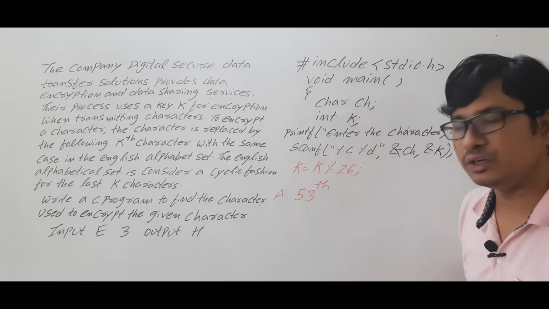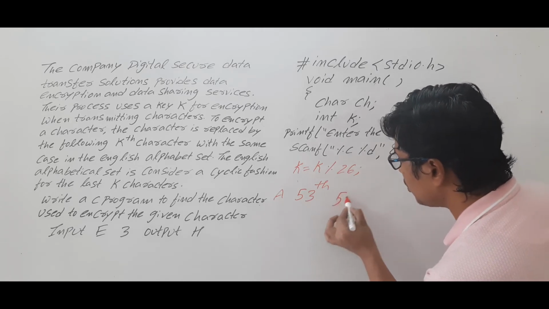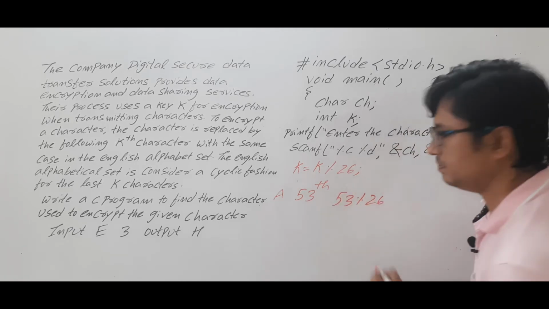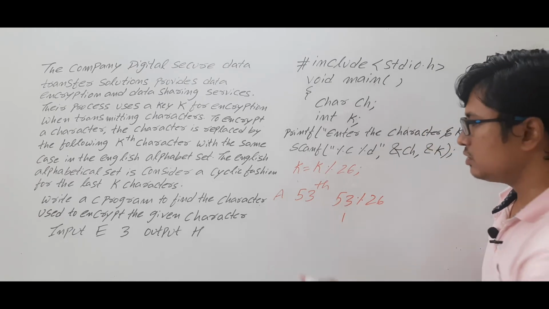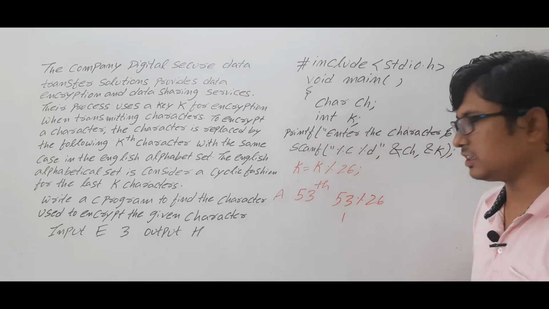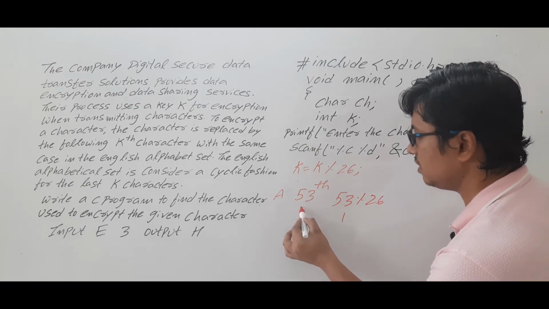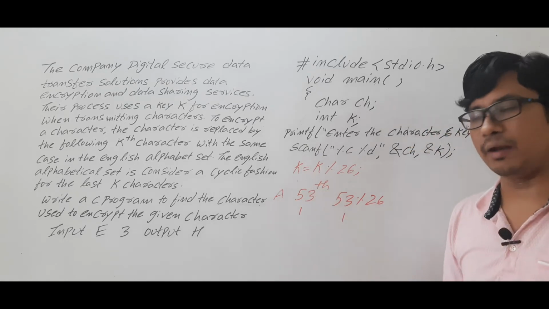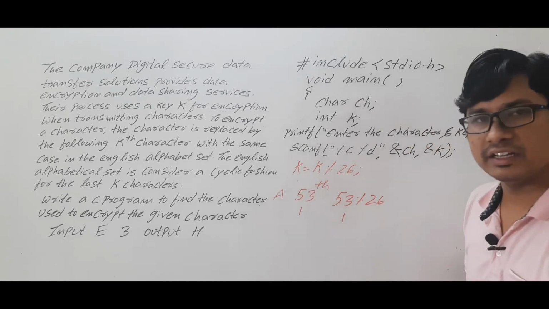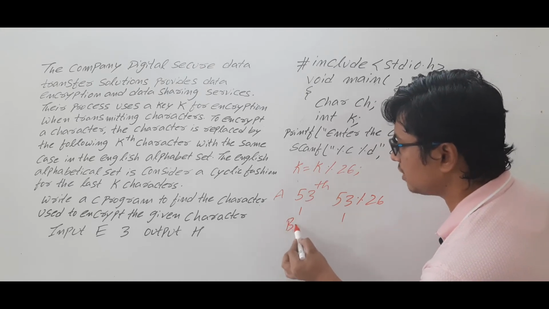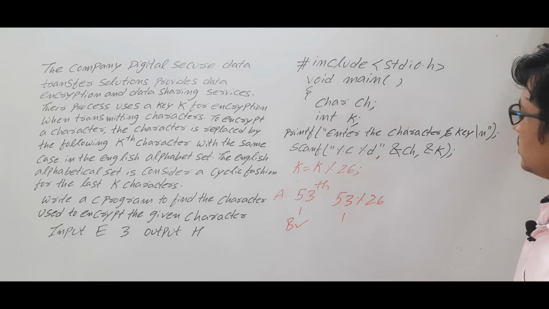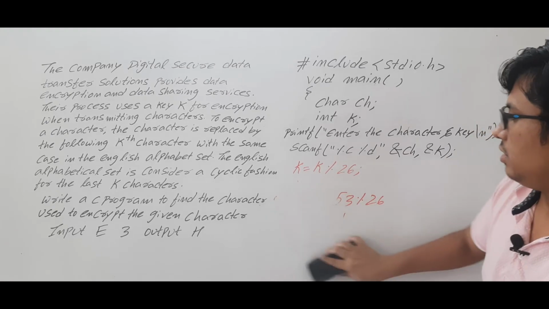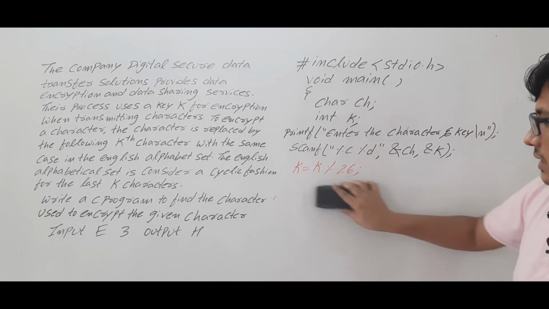So what I will do is perform 53 modulus 26. What will I get as the remainder? The remainder will be 1. So the 53rd character from the capital A is the first character after the capital A. After the capital A, the first character will be capital B. So I will get the output as capital B. Are you able to understand it or not? So this is the logic behind writing this statement.